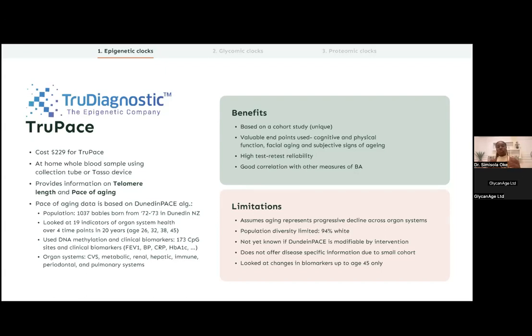And so it does potentially call into question the validity of the results, in particular because the population they used was not very diverse. I think it was 94% white. And they only looked at changes up until about the age of 45 and then used the mathematical model to extrapolate the rest. And as we've discussed, aging is not linear. It doesn't happen in a straight line. It changes as you age. Typically your pace of aging, or the way that you're aging, does change. So one question I definitely had was how have they predicted or modeled for that in the algorithm that they built?